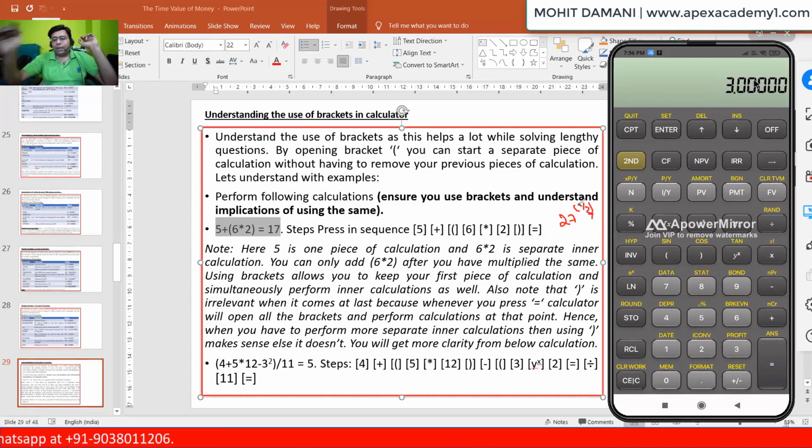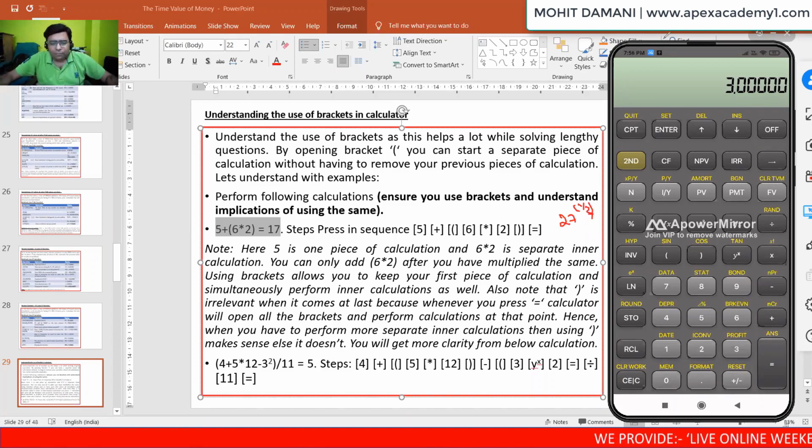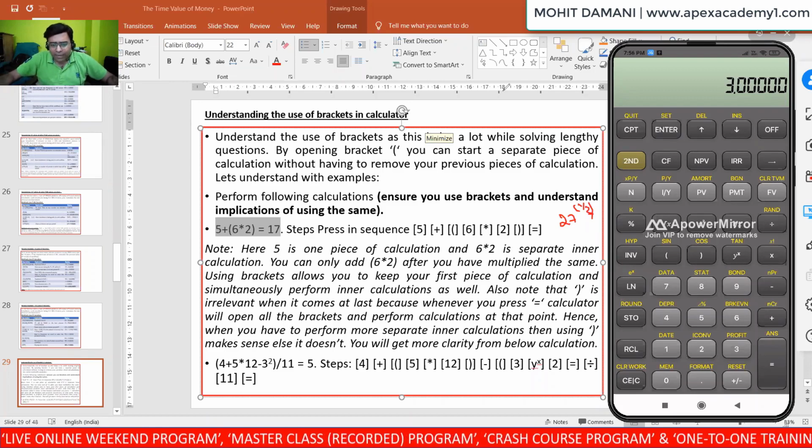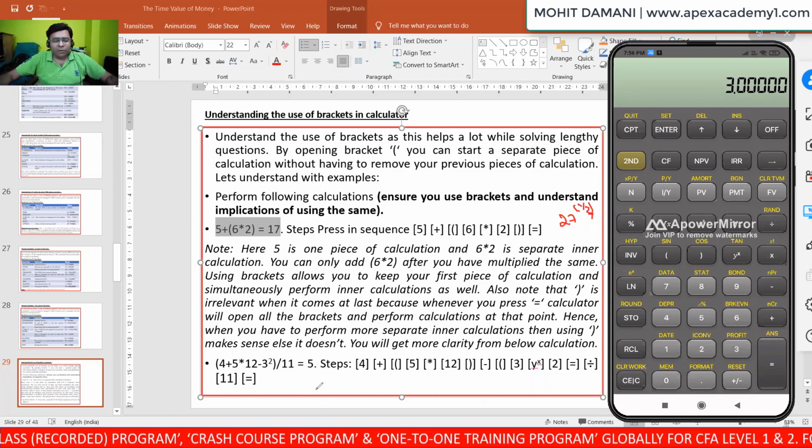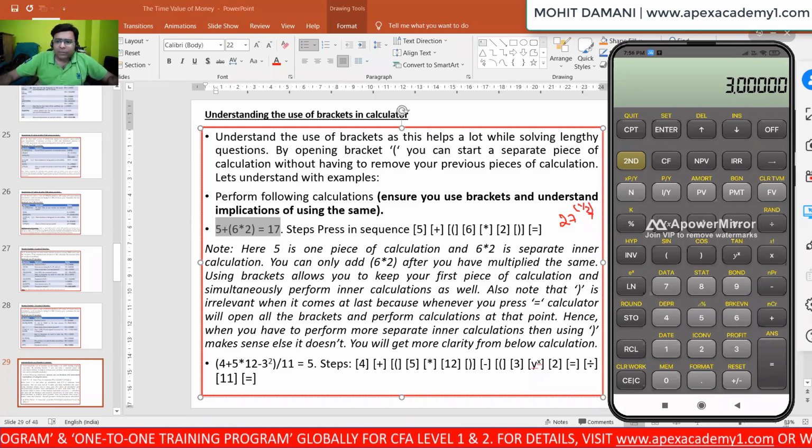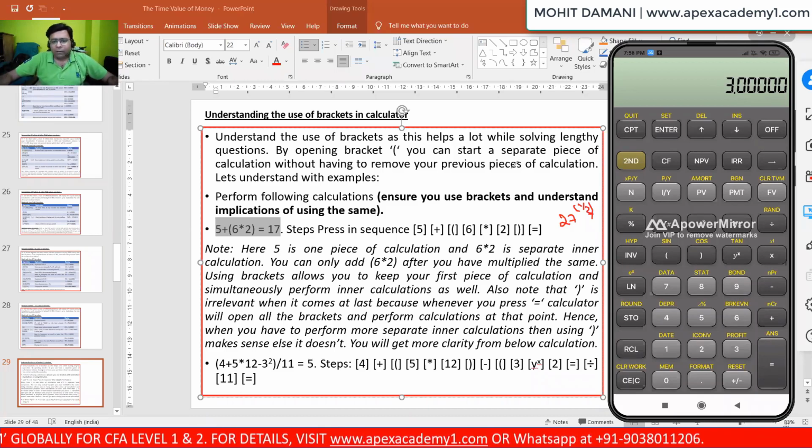Okay. Any question till here? Can you do this again? Which one? The bracket one or the y to the power x one? The bracket. Okay, so let me solve this example. One second. I'm doing it now.